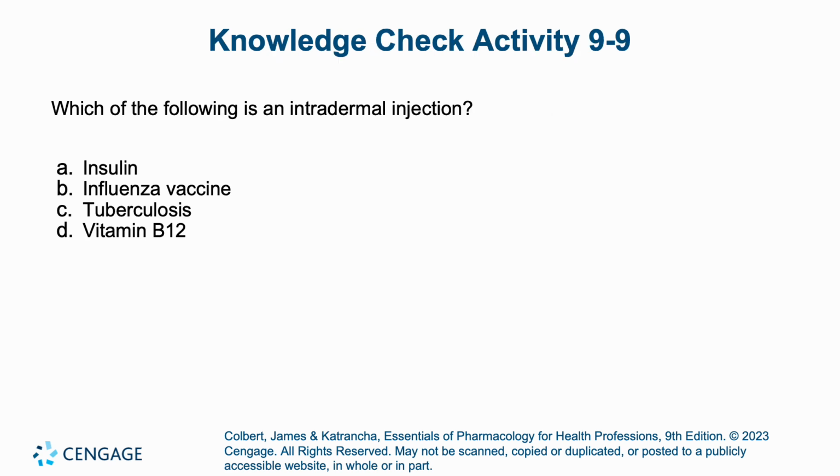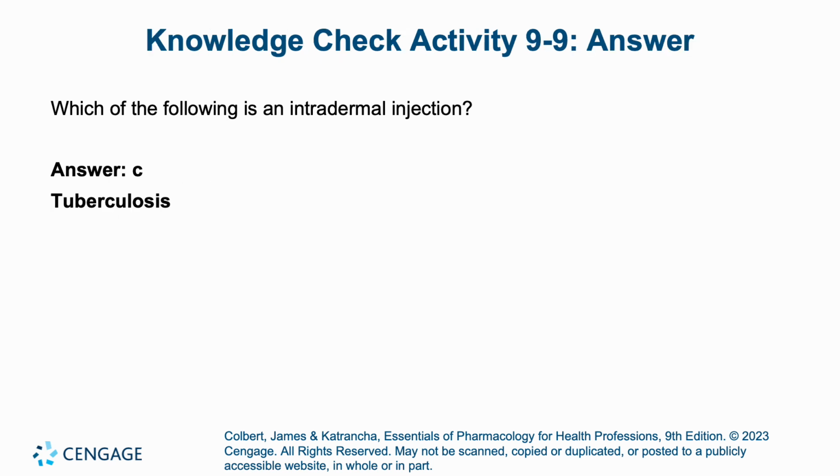Knowledge check. Which of the following is an intradermal injection? A, insulin, B, influenza vaccine, C, tuberculosis, D, vitamin B12. The answer is C, tuberculosis. Really what it is, is tuberculin, which is a reagent that will react if somebody is positive for tuberculosis.